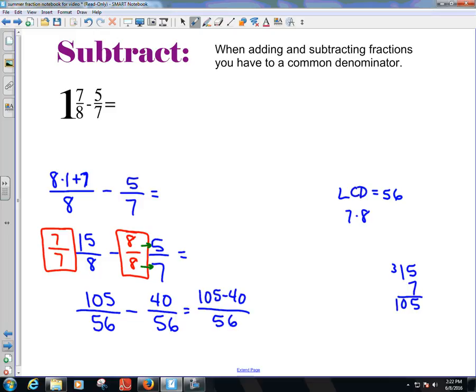And I need to do some subtraction. So that would be 65 over 56. And again, I need to think about, can I reduce this fraction? My last step is always going to be, can I reduce this? So I think about 65. And I say 65, we already figured out that this is 5 times 13, and those are prime numbers. And I know that neither 5 nor 13 goes into 56.